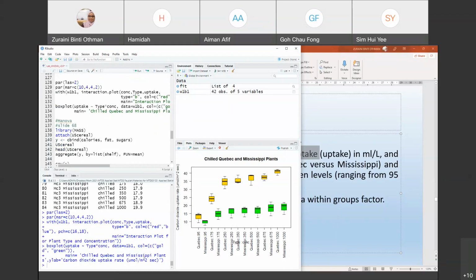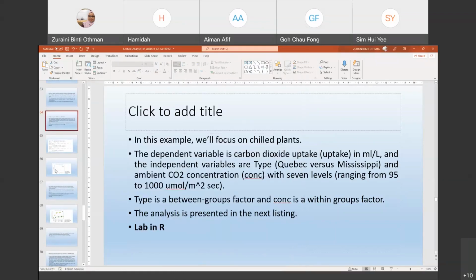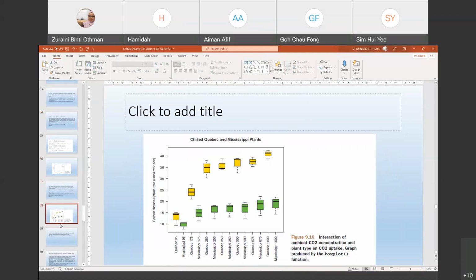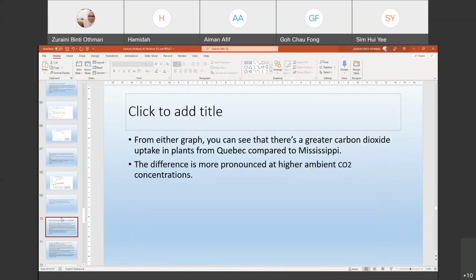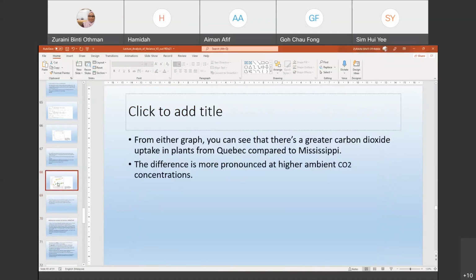Now we are going to the slides again. If you have questions, you may ask. I reserve some examples at the end of this class. This is from just now: we can conclude that there is greater carbon dioxide uptake in the plants from Quebec compared to Mississippi.